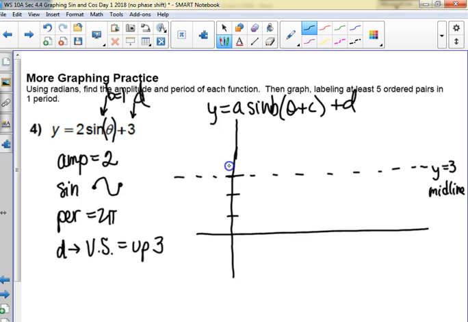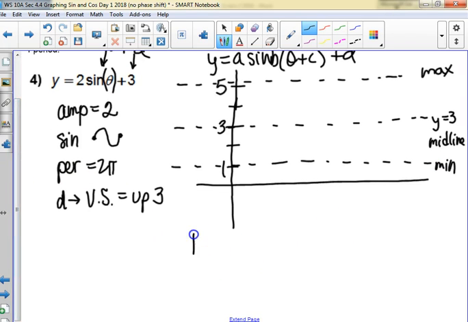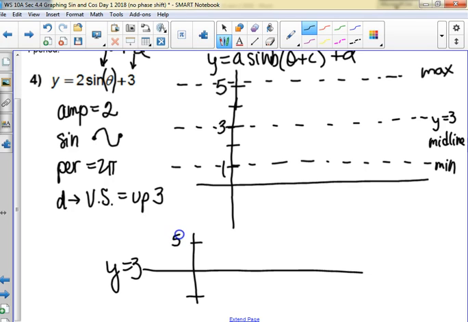And then the amplitude is 2. So 2 units above that is 5, and that's where all the maxes are going to be. And the mins are going to be 2 below that, which is going to be at 1. Now, I know what a lot of the teachers do, and I'm okay with it, is they rename this line y equals 3, and then they say go 2 above and 2 below. So this is going to be 5 and this is going to be 1. And I'm okay with that as long as you write your ordered pairs accordingly.